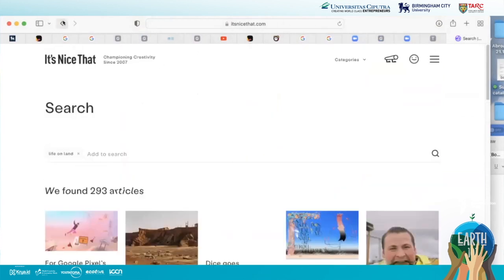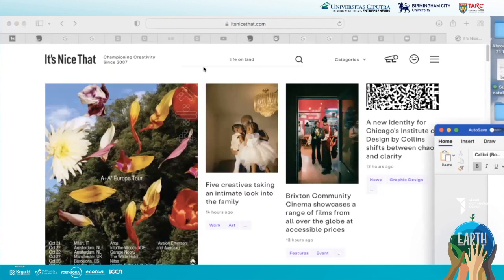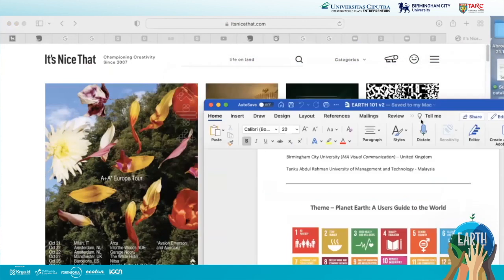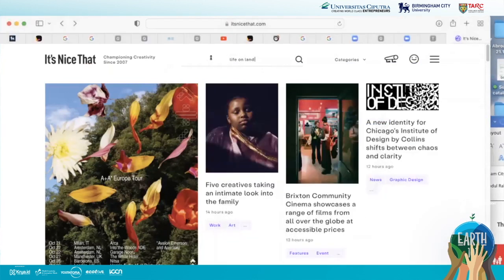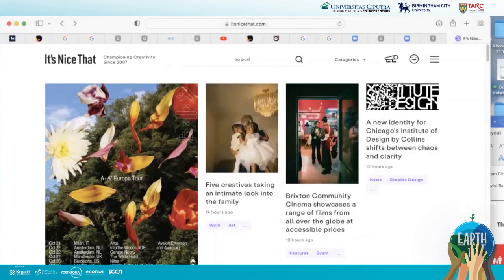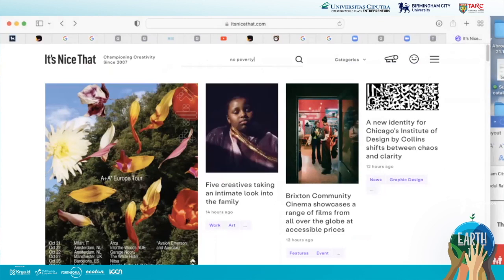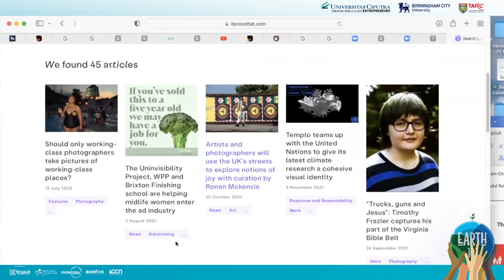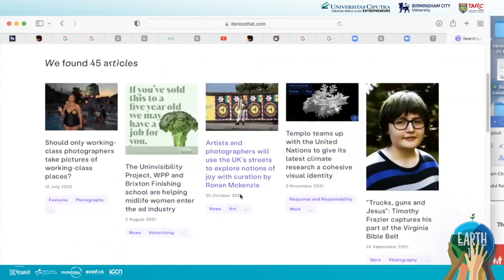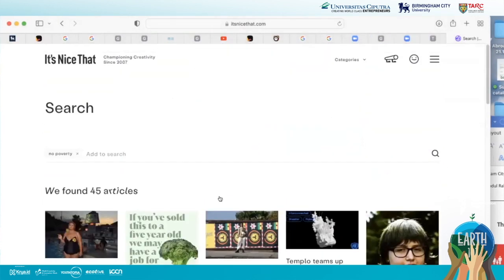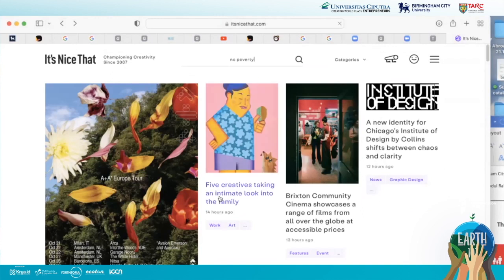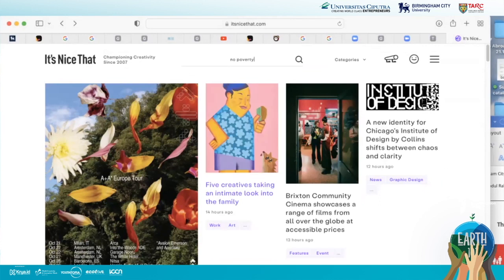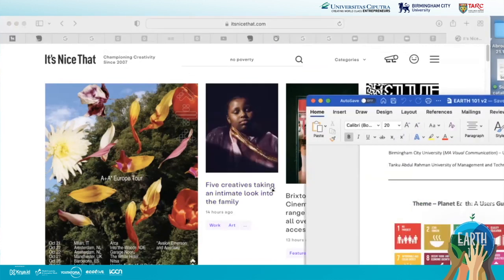If I choose another heading, say no poverty, the first one, let's see what it comes up with. 45 articles. Again, it's a really useful website, and it is updated literally every day. You see new materials. So that's one website we're asking all our students to look at, just to spark ideas and also to tie in with the themes.